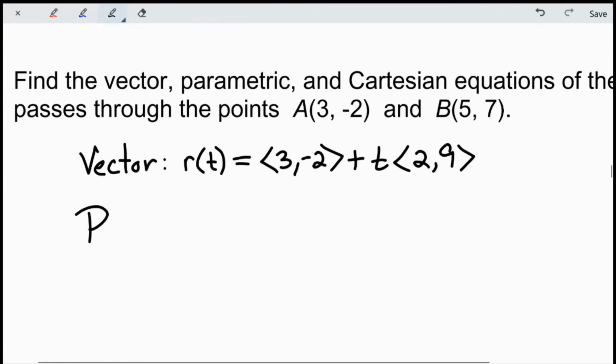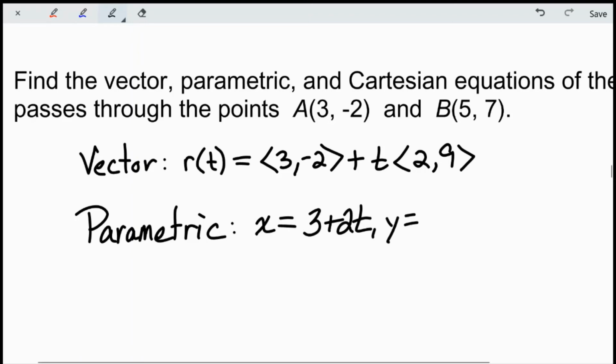To go now to a parametric form, all I have to do is know how to read this vector form. Just look at the i components. Those are the x parts of this. For the x piece, I have 3 and 2t. So that means my parametric form would be 3 plus 2t for the x. And then for the y, I'm going to have -2 plus 9t. Okay, so again, really easy to go back and forth. Now for the Cartesian form, that's just where we have y as a function of x. We have to have y in terms of x, right?